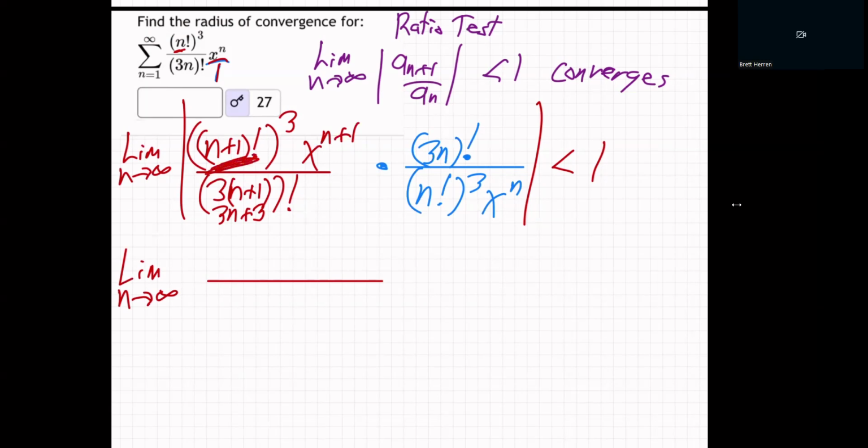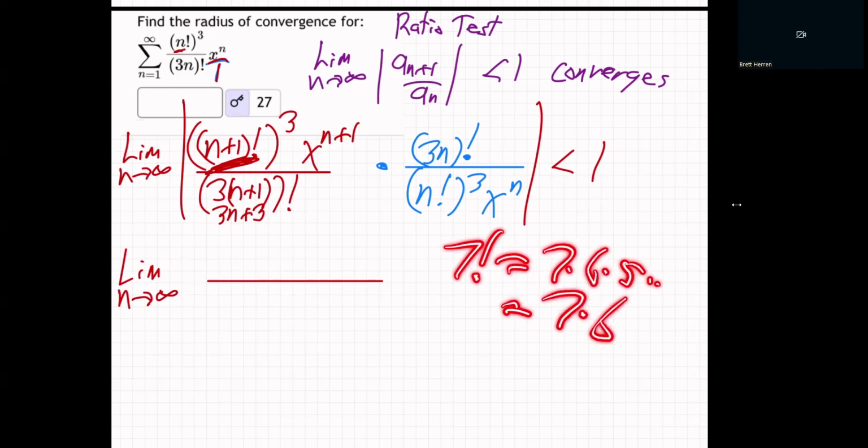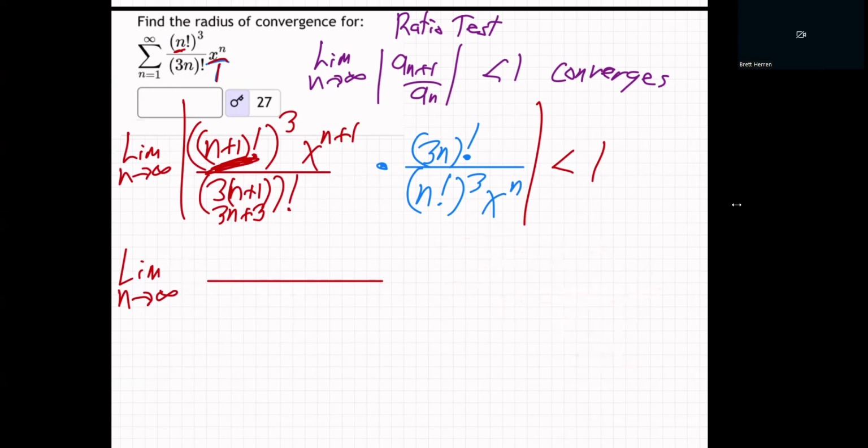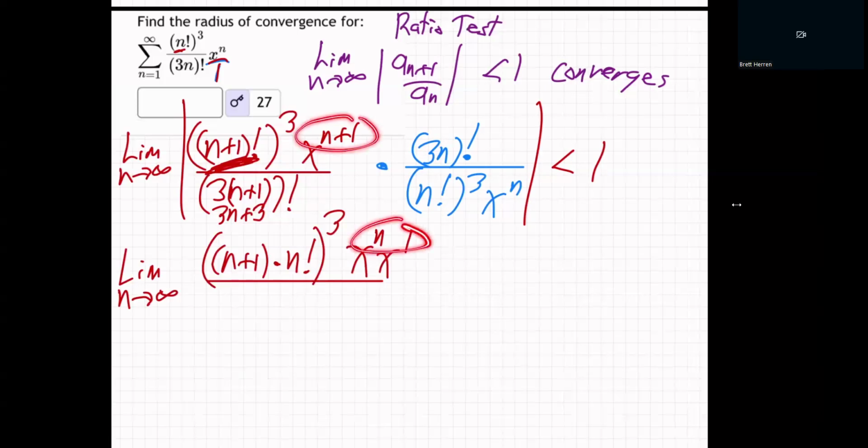What does that mean? So you know what a factorial means, right? Like 7 factorial. That means 7 times 6 times 5 all the way. In other words, it's 7 times 6 factorial, isn't it? You can peel off the first number and then it's 6 on down. Well, I'm going to do that with the n here. I'm going to go look, that's n plus 1 times n factorial, all cubed, right? I just rewrote n plus 1 factorial as n plus 1 times n factorial cubed. Okay. Then we have x to the n, x to the 1, right? Because you add powers, over 3n plus 3 factorial.